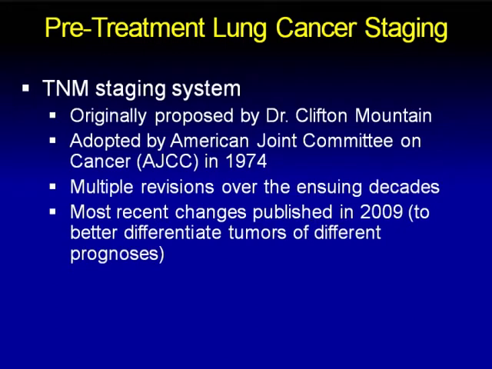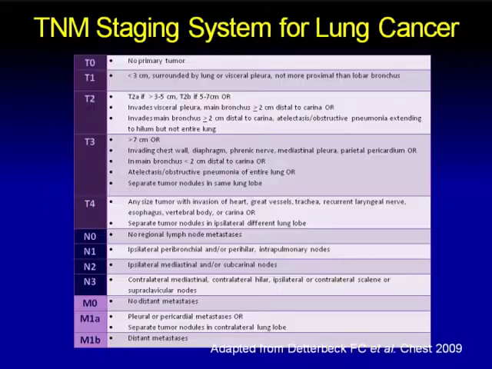The TNM staging system for lung cancer was originally proposed by Dr. Clifton Mountain in the early 70s and adopted by the American Joint Committee on Cancer in 1974. It has had multiple revisions over the ensuing decades, and most recently in 2009 a more updated version was published, to better differentiate tumors with different prognoses. We'll touch a little bit on that. I've included this slide in the CD. I'm not going to read it to you, but we will hit on some of the important changes in the T and M staging and give you some imaging examples.